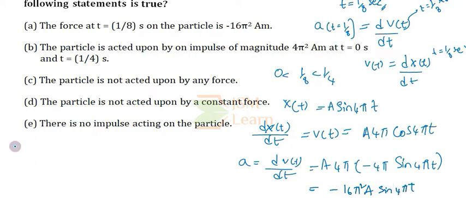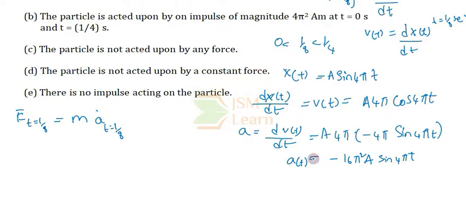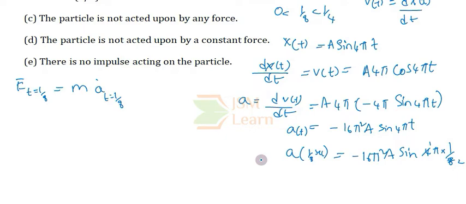Now they are asking us to find the force at t equals 1 by 8 seconds. In order to find that, we need to first find the acceleration at t equals 1 by 8 seconds. So we obtained our acceleration a of t. Now we need to find the acceleration at t equals 1 by 8 seconds. So a of 1 by 8 seconds equals minus 16 pi square a into, when I put t equals 1 by 8, 4 pi into 1 by 8 on cancelling gives pi by 2, that is sine of pi by 2 equals 1. Right, the sine of pi by 2 value is equal to 1.